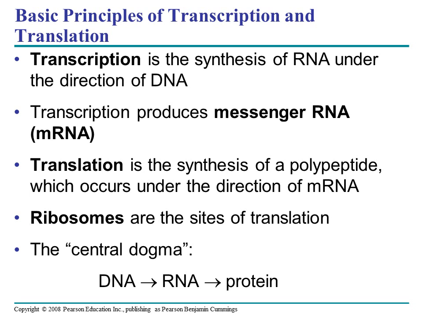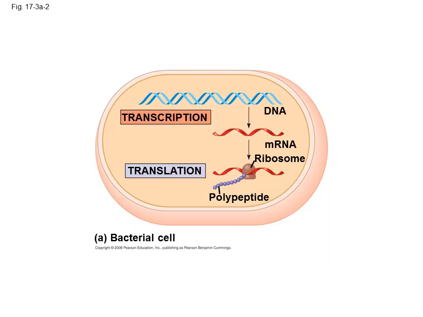So, the first phase, transcription, is the synthesis of RNA using DNA as a template. So here's a diagram of how that happens in a bacterial cell, and as you can see, it's really straightforward. You have DNA floating around in the cell, transcription occurs making mRNA, and the mRNA can move directly to a ribosome, and translation occurs making a polypeptide.